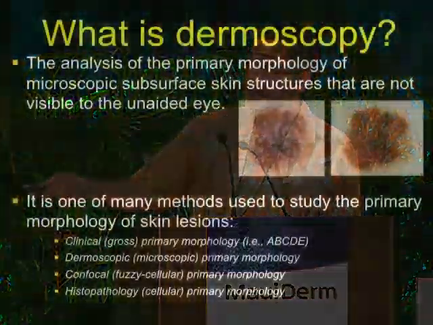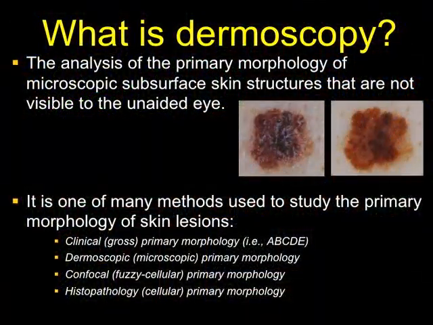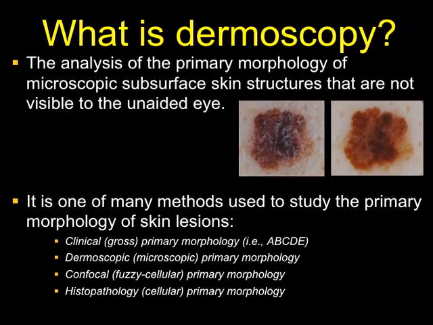So we have clinical morphology, which, for melanoma, let's say, is the ABCD. Then we have dermoscopic morphology, that's what we'll be talking about. Confocal, which you heard about earlier today, is kind of fuzzy cellular or quasi-histology morphology. And then you have histopathology, which is just another form of morphology on the cellular level.